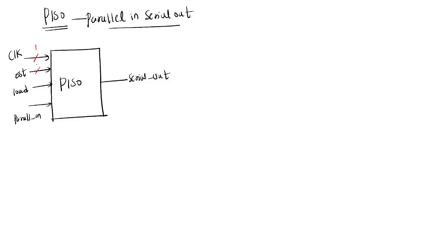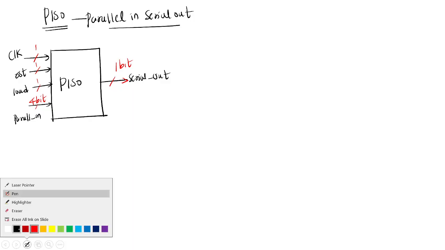Anyway, this clock is 1 bit. Reset is also 1 bit, and load is also 1 bit. Parallel in data means you are loading 4 bits of data. Serial out is also only 1 bit. You are taking the data out serially.